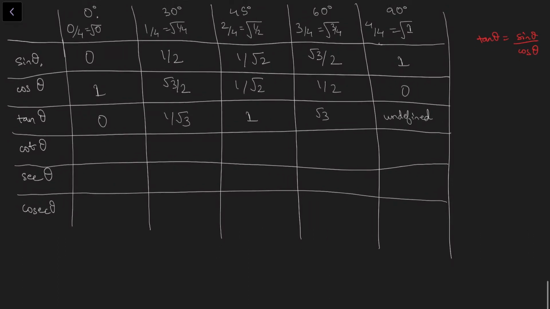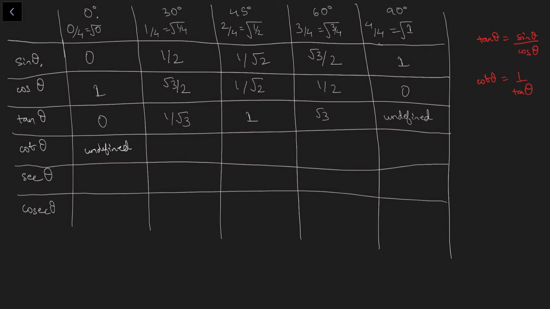Now for cot theta, again if you remember that cot theta is the inverse of tan theta. So that's exactly what we're going to do here. So we have cot theta is equal to 1 by tan theta. Okay, so we're going to take the reciprocal of these values of tan theta. So the first one, cot 0, will be 1 divided by tan 0. That is 1 divided by 0, and that is undefined.